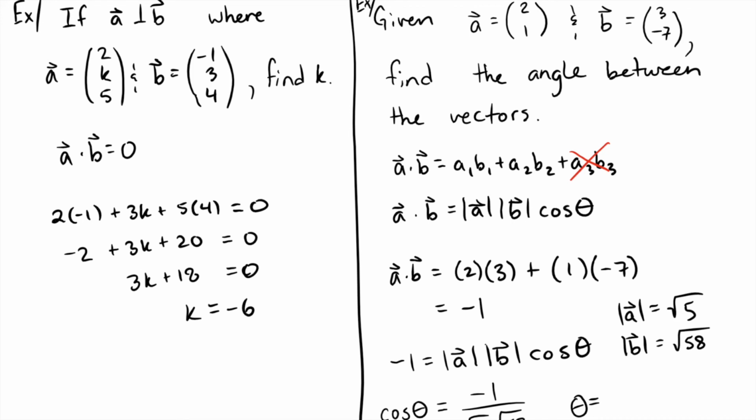Now when we're doing trigonometry with vectors, we tend to be working exclusively in degrees. We won't be working in radians, so make sure your calculator is set appropriately. And when I solve for the angle here, I should get 93.4 degrees as the angle between those vectors.